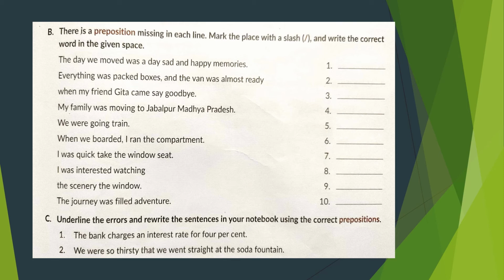So coming to exercise C now, underline the errors and rewrite the sentences in your notebook using the correct prepositions. The bank charges an interest rate for 4%. No, we do not use for 4%. We'll circle it or remove it, and the correct one would be the bank charges an interest rate of 4%. We were so thirsty that we went straight at the soda fountain. We were so thirsty that we went straight to the soda fountain, not at.